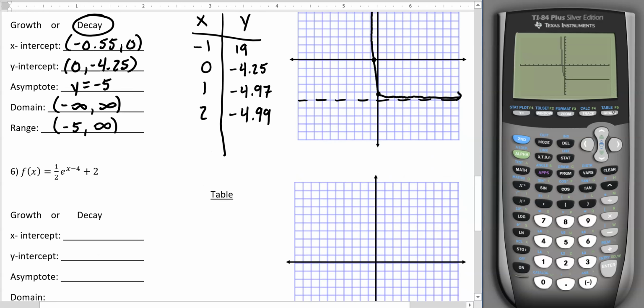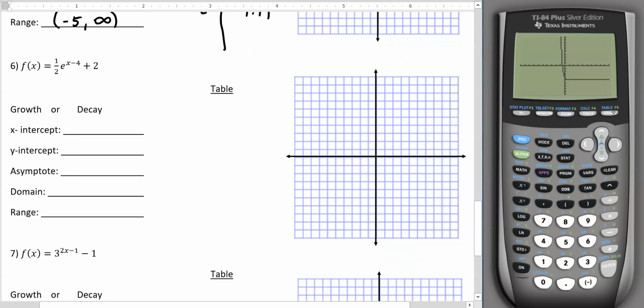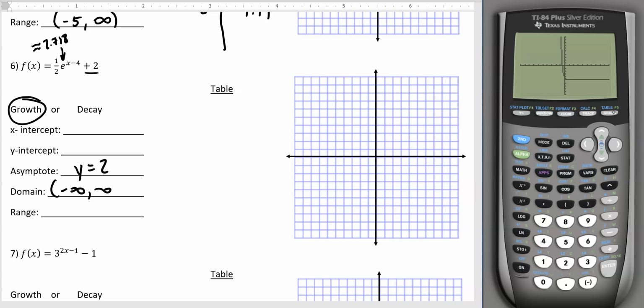Let's look at number 6 here. This time, our base is e. e is approximately 2.718, so that's definitely more than 1, so we'll have growth. My vertical shift moved it up 2, so my asymptote's y equals 2. My domain, negative infinity to infinity. My range would be 2 to infinity.